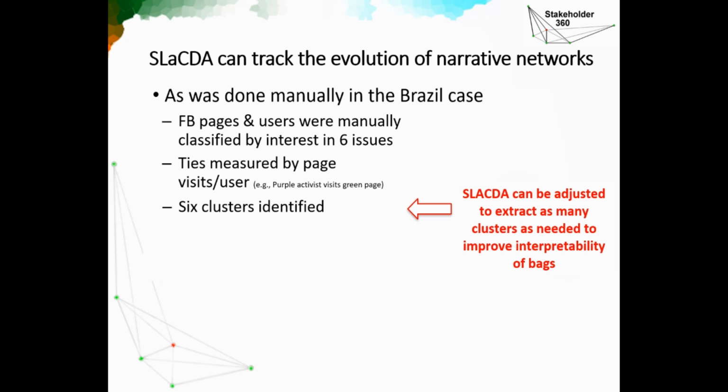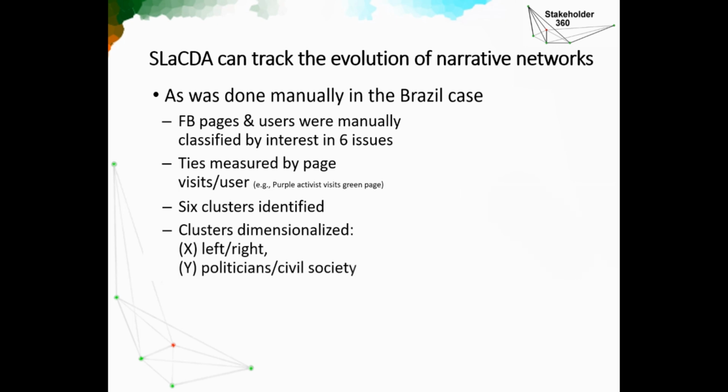For graphing, the Brazil case was dimensionalized with the horizontal axis representing the left-right political spectrum and the vertical axis dividing politicians from civil society actors. You can do the same with the topic bags produced by SLaCDA, or you can choose to let the program discover what the latent dimensionality is among the bags. That way you often discover new ways of thinking about the main differences among the topics and the groups that mentioned them.